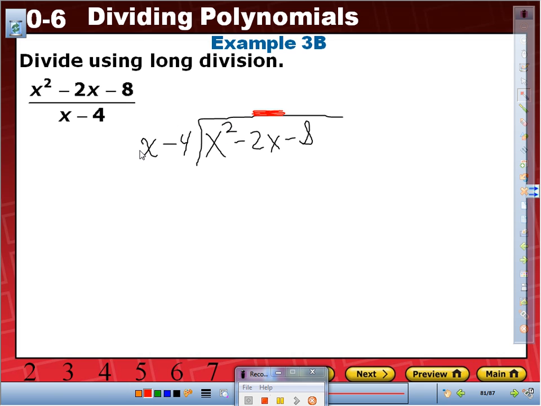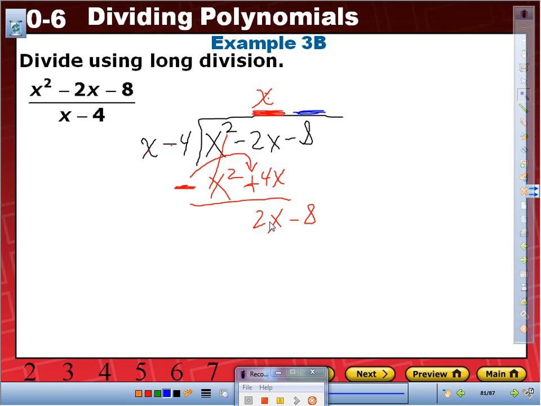What is x squared divided by x? X. And now we multiply. X times x, x squared. X times negative 4, negative 4x. We need to subtract. If we subtract, we need to distribute this to this term. This becomes what? A positive. So these cancel. We're left with 2x, bring down the negative 8.